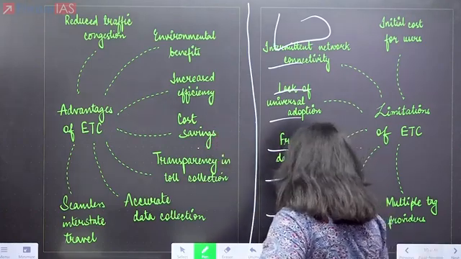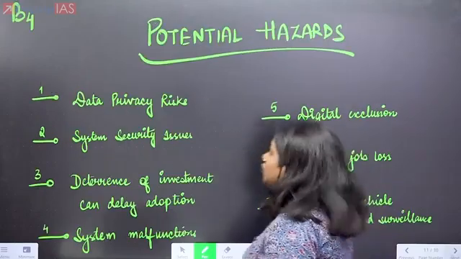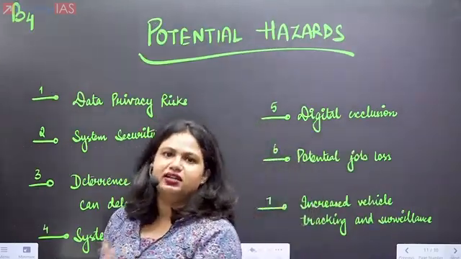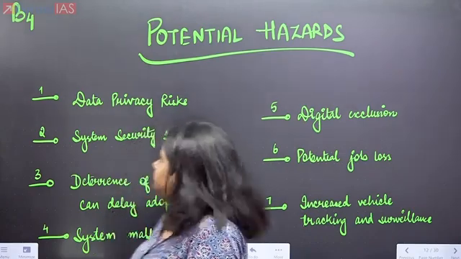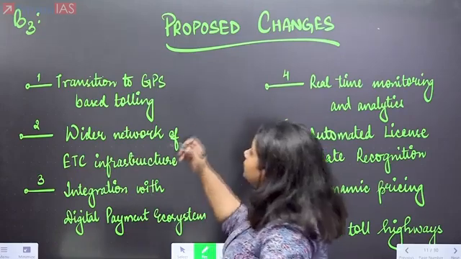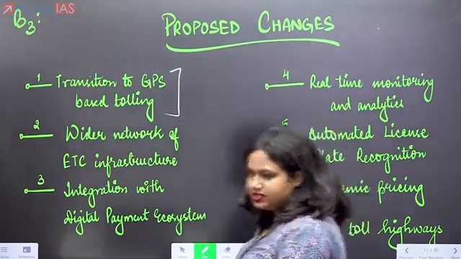So if in the exam people tend to feel that you're not able to generate this content, all you have to do is look at the previous arguments that you've made and try to derive solutions for those. So for potential proposed changes, you can transition to a GPS based tolling system.